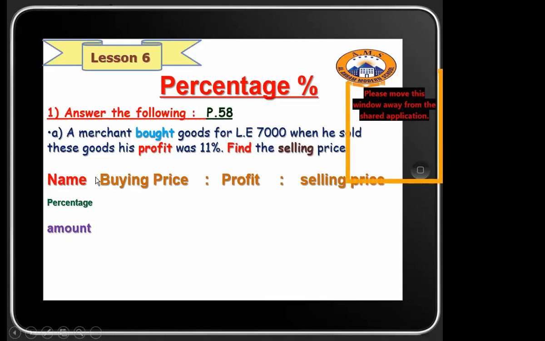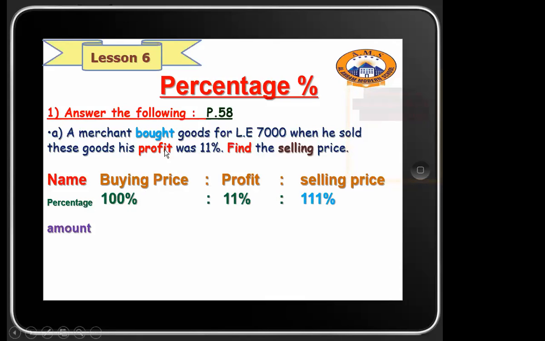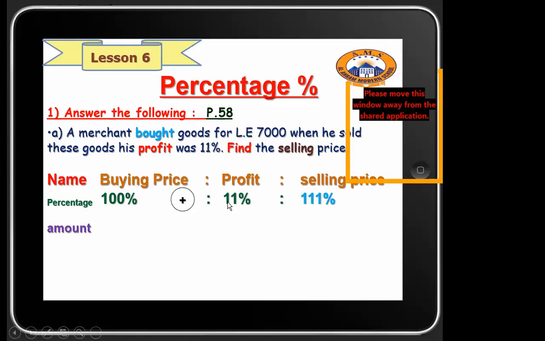So the first line in the answer, I'm going to write buying price, profit, and the selling price. Below the buying price, we're going to have another line. In this line we write the percentage. For the buying price, we always put 100% here because this is the percentage that we're going to deal with. And the profit is 11, so below the profit, I'm going to write 11. And when you see the profit, you're going to add 100% plus 11. That will give you 111%.